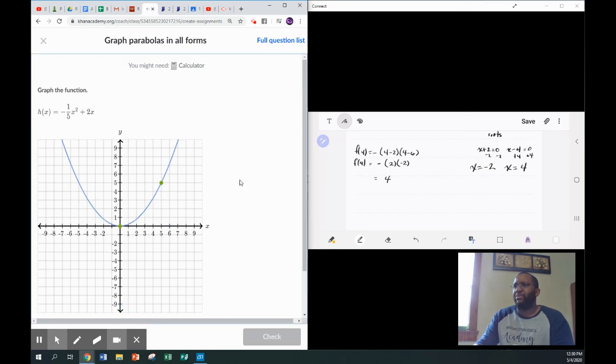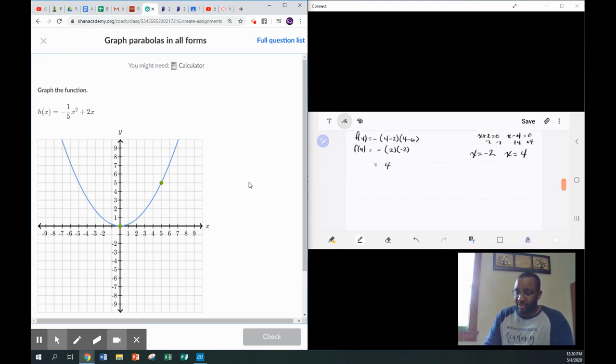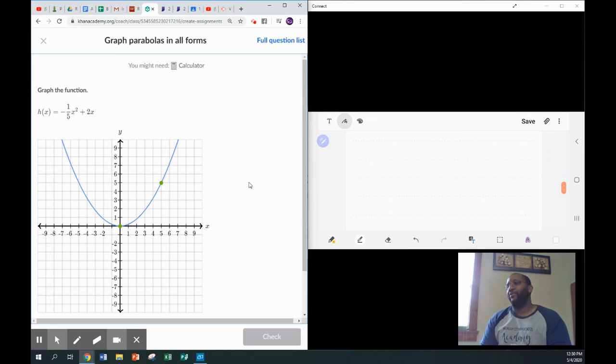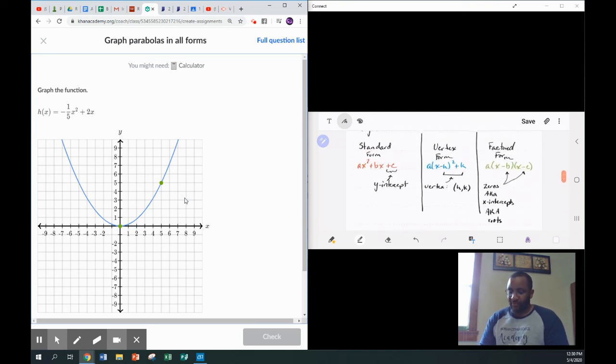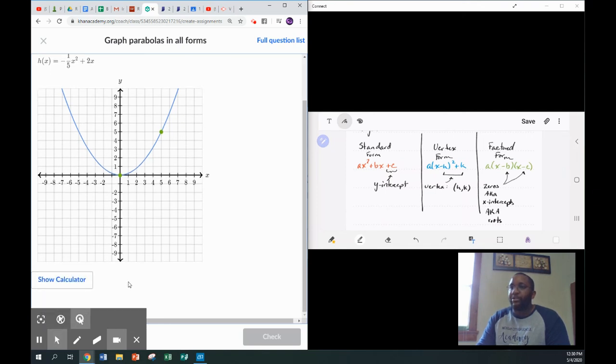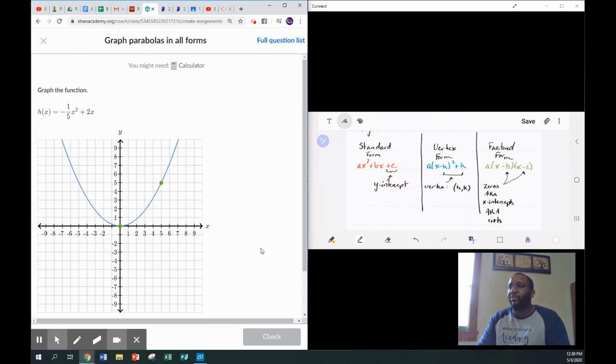I'll do another one, though, because I'm sure you might not have caught it the first time. Okay, let's do this. This time they give it to us in standard form. Remember, standard form is good for showing us the y-intercept. Notice you don't see anything over here, so you get to think of that y-intercept as plus 0. So the y-intercept is going to be at 0.